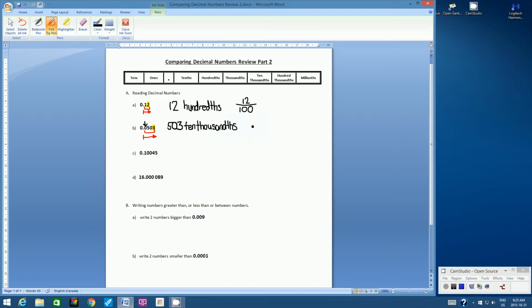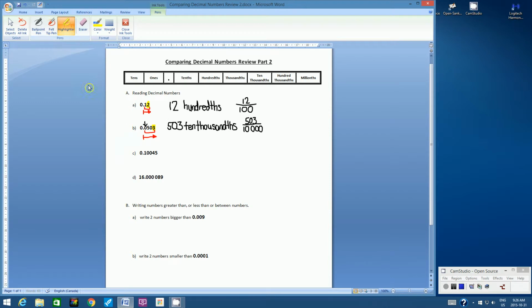So how would we write this as a fraction? Okay, well, remember, a fraction has two parts, a numerator and the denominator. So the numerator, again, is the number we read after the decimal. So the numerator in this case would be 503. And then the denominator is simply the place value column of the last digit, which is right here, 10 thousandths. So this decimal of 0.0503 is read as 503 10,000ths, or as a fraction, 503 over 10,000.